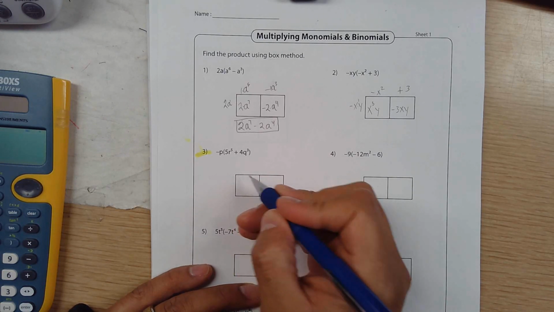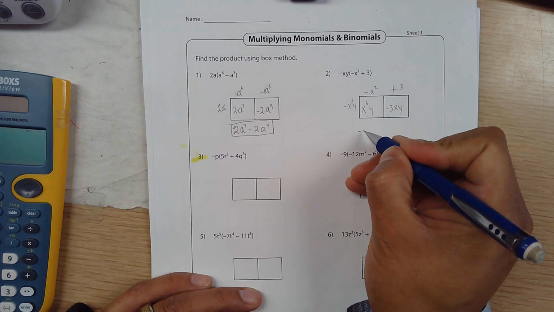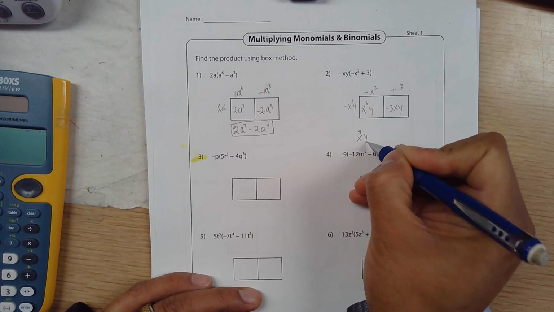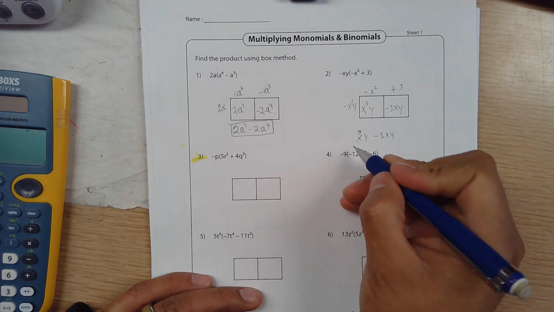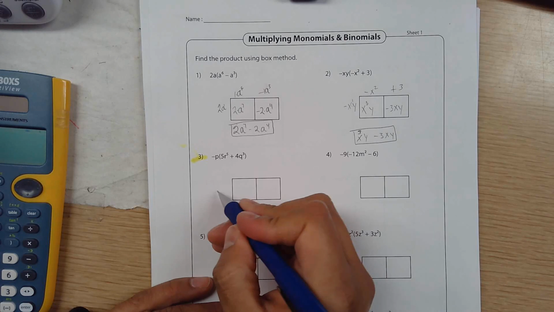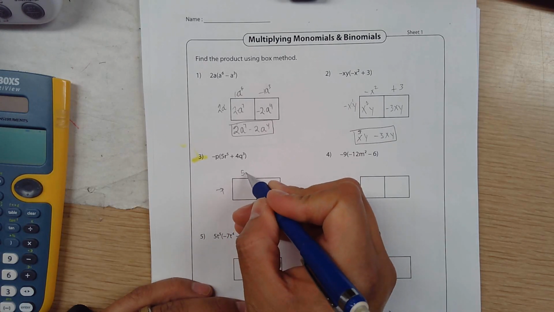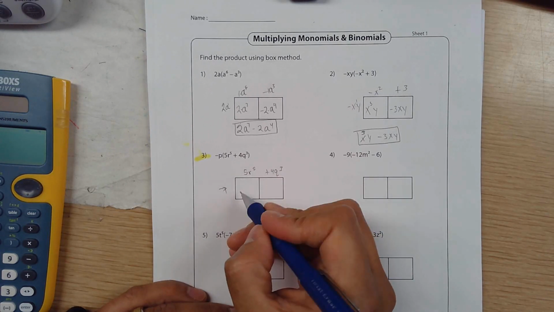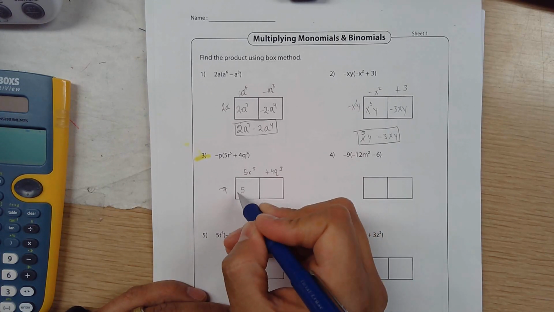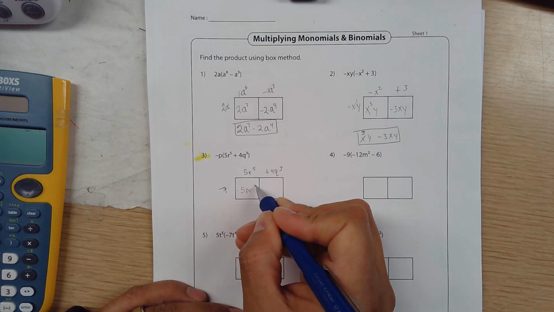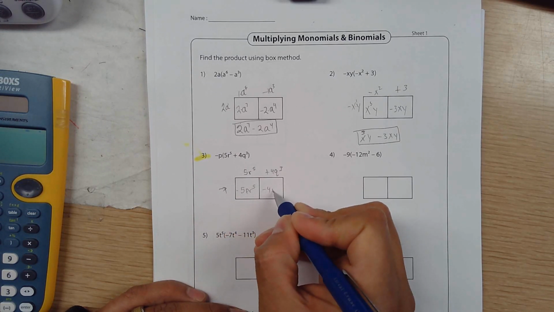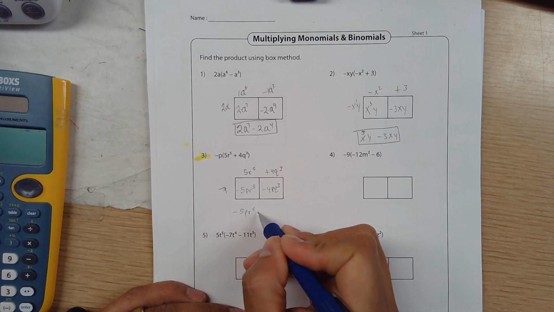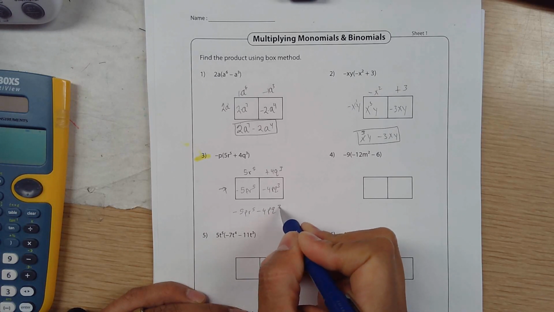This is going to be, let me just write down the answer so that we are all good. For this one, negative p, 5r to the fifth plus 4q to the third. This will be negative 5pr to the fifth, and this will be negative 4pq to the third. So it'll be negative 5pr to the fifth minus 4pq to the third.